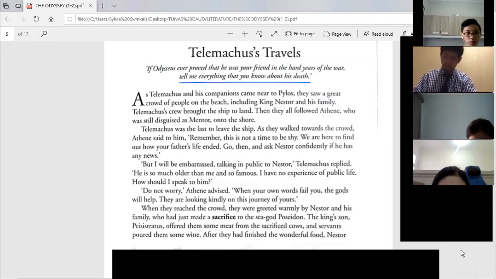But I will be embarrassed talking in public to Nestor, Telemachus replied. He's so much older than me and so famous. I have no experience of public life. How should I speak to him? Do not worry, Athena advised. When your own words fail you, the gods will help you. They are looking kindly on this journey of yours.